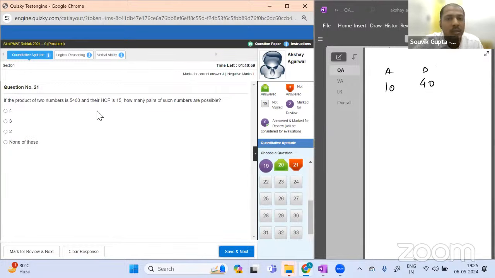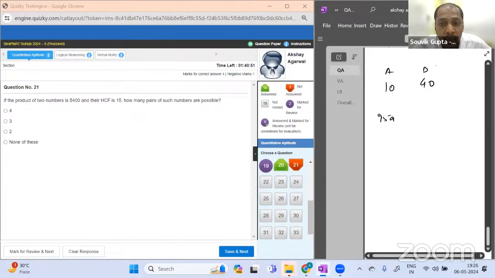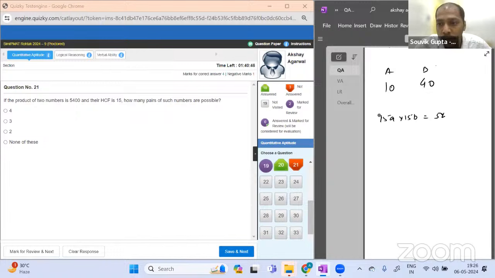If the product of two numbers is 5,400 and HCF is 15, how many such pairs are possible? HCF is 15, so A into 15B is equal to 5400. Dividing, A into B is 24, and A and B should be co-prime. Therefore 3 into 8 is the only possibility, or it could be 1 into 24 as well. So two pairs are possible. Therefore, answer the option.